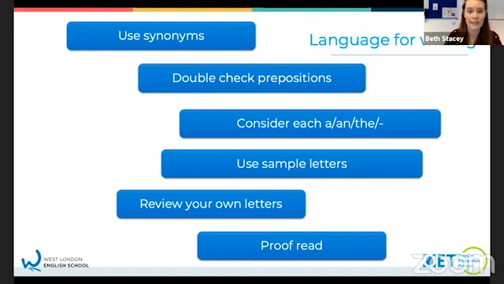And proofread. I remember my teachers telling me this when I was in school and I didn't listen, and I should have done. When you've done your piece of writing, go back over it and read it through. There are always going to be small mistakes that you miss. So go through and please proofread it.